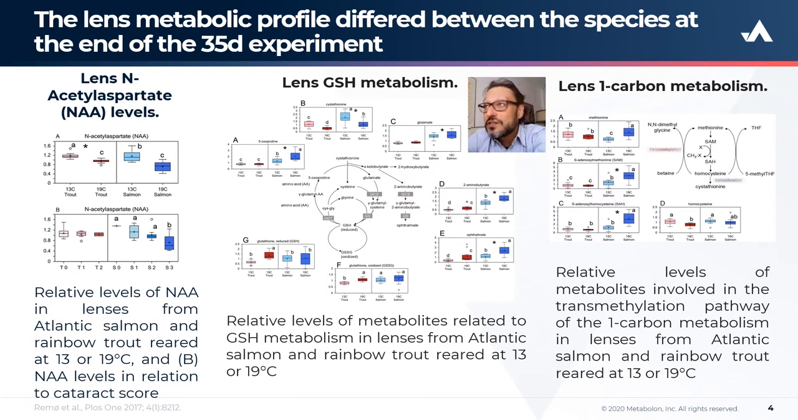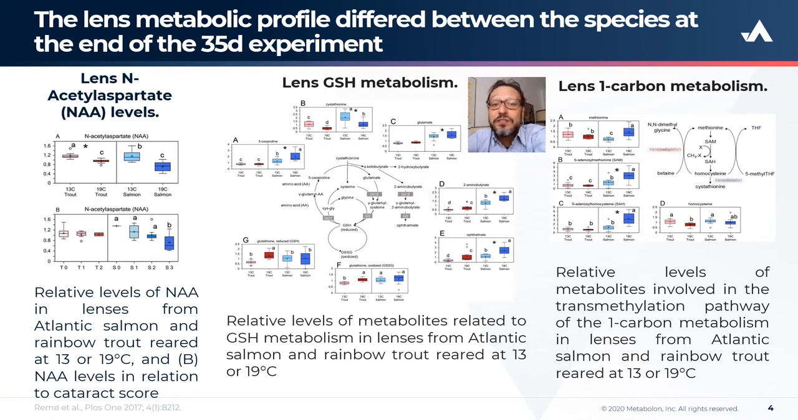Now, there were a lot of changes in the glutathione metabolism, which you can see in the middle of the slide. As you know, it's an important innate antioxidant in the lens. Its low concentration has been associated with cataract development in animals and humans. And as I said, many significant changes in this pathway. For example, ophthalmate, a structural analog of glutathione, was present at higher levels in both Atlantic salmon and rainbow trout exposed to 19 degrees, and at higher levels in Atlantic salmon compared to rainbow trout.